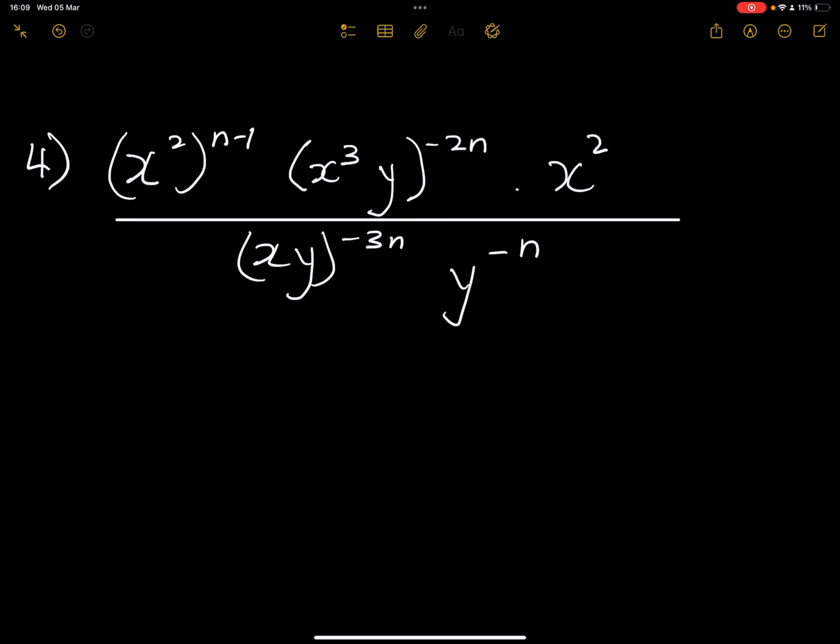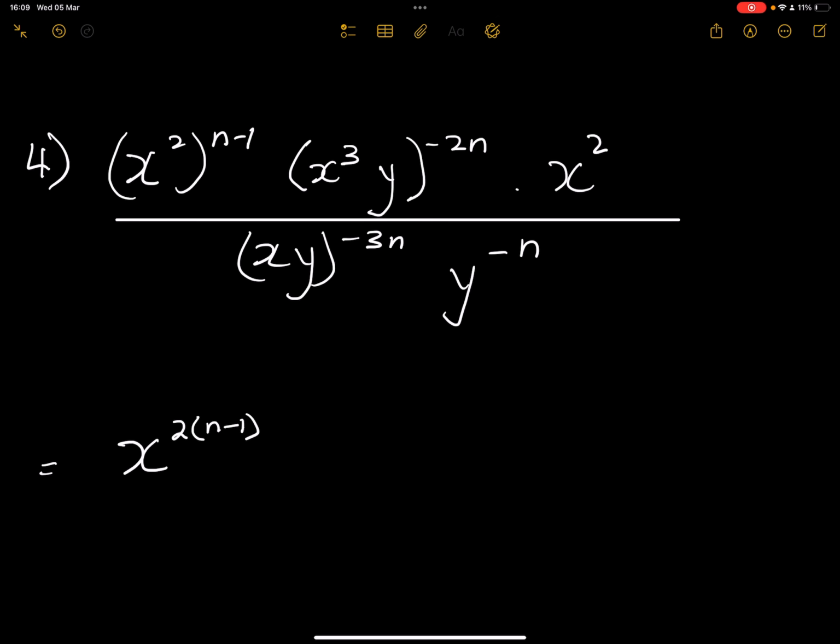So let's have a look at what we're going to have. Now we know that when we raise an exponent, there's the 2 there, to another exponent, what happens in the first one? We've got x to the 2 into n minus 1, right?